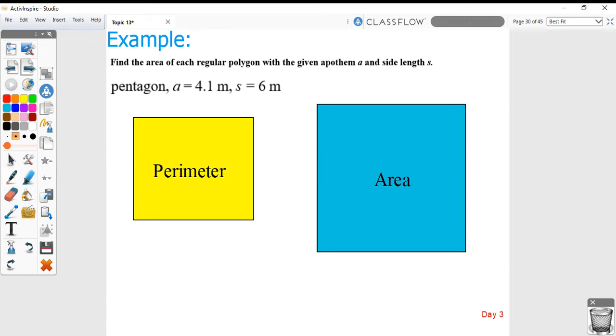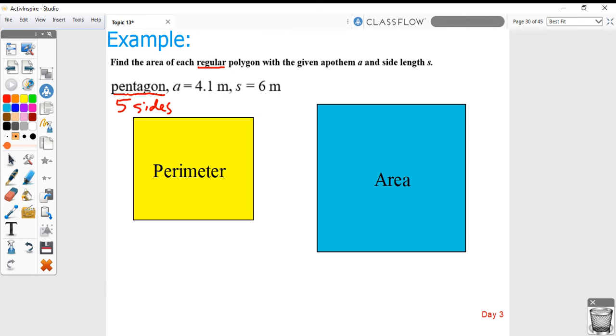So take a look at this one right here. Remember that your formula for the area is 1/2 times perimeter times apothem. So what this problem gives to us is that we're dealing with a pentagon. So if we're dealing with a pentagon, it's got 5 sides. And it says that we're dealing with a regular polygon. So that means all of the sides are going to be the same length.